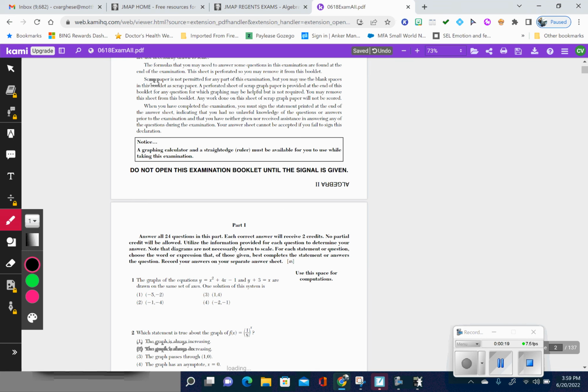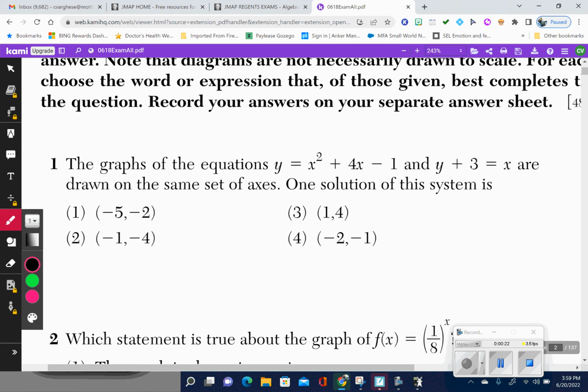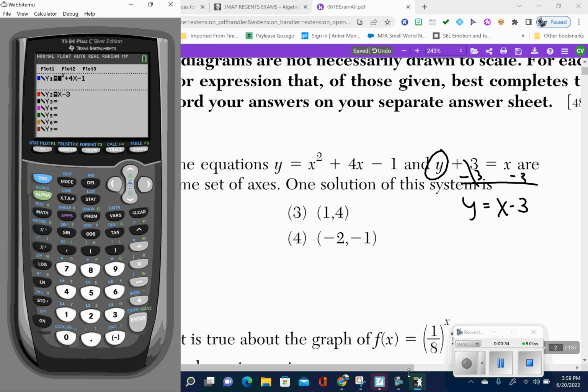So question number 1 says the graphs of two equations. You have to get the y by itself to graph it. So we're going to just subtract 3 from both sides. Boom. So you get y is equal to x minus 3. So we're going to go to our calculator. Do this along with me, okay? So go to y equals and type in the first one, x squared plus 4x minus 1. And then type in the second one, which is x minus 3. And then you want to just hit graph so you can see what it's going to look like.